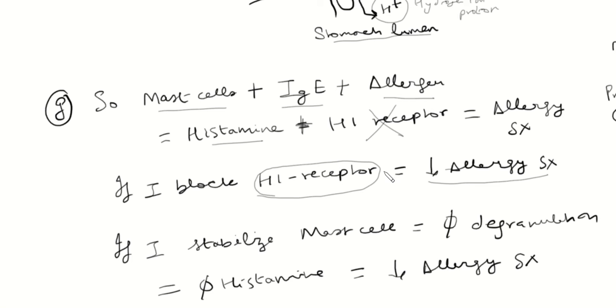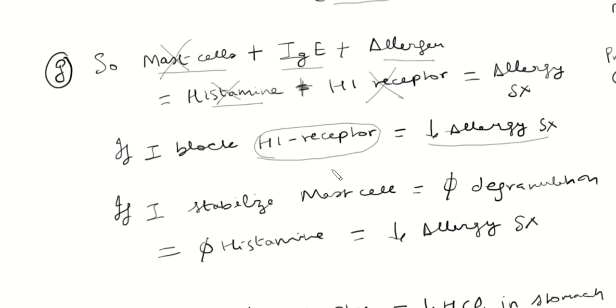Symptoms go away. What if I prevent the mast cells from degranulating? Well, that's not going to produce histamine, right? And that's going to take away the allergy too. So that's the other mechanism. I can stabilize the mast cells so there's no degranulation. No degranulation means no histamine. That means fewer allergy symptoms.